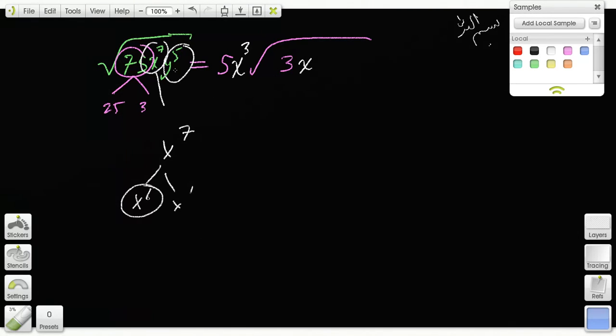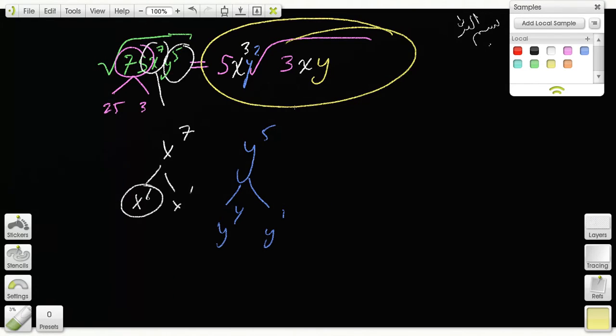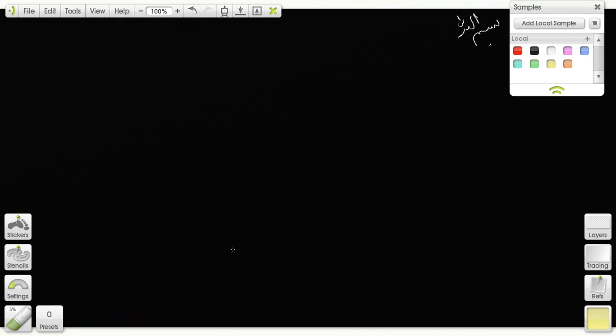Okay. How about the y's? You have 5 y's. That's y4 times y1, right? If it's odd, there's going to be 1 left, right? So what do I write? y squared. y2 is kind of like not cool enough for us. And 1 y left, right? You got it? So this simplifies to that. Does that make sense? Okay.